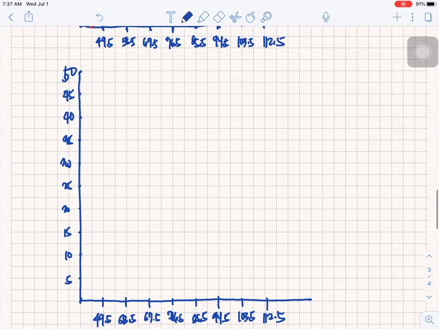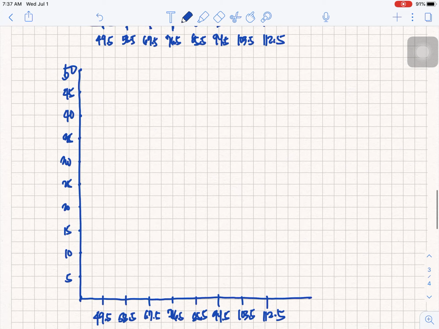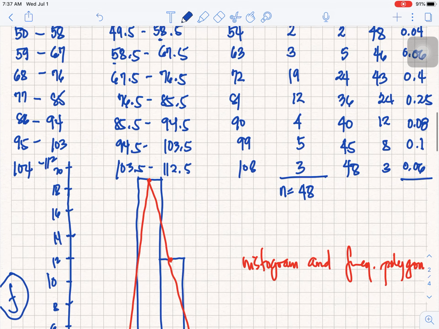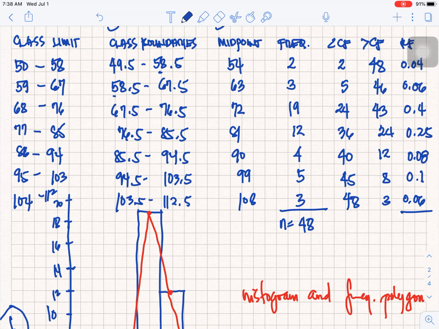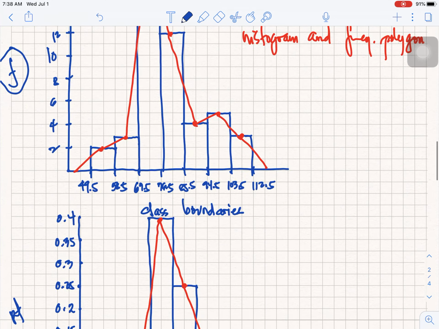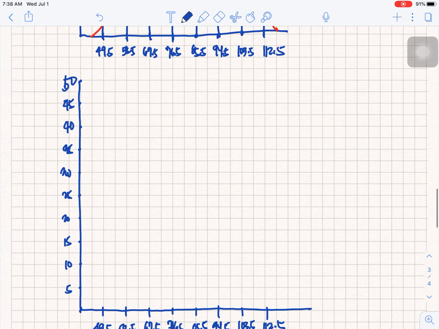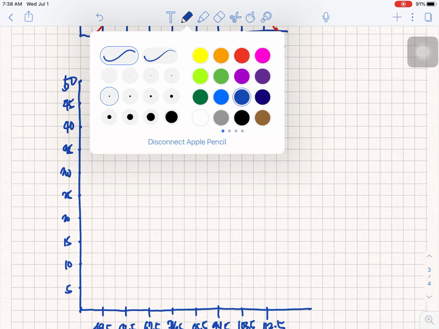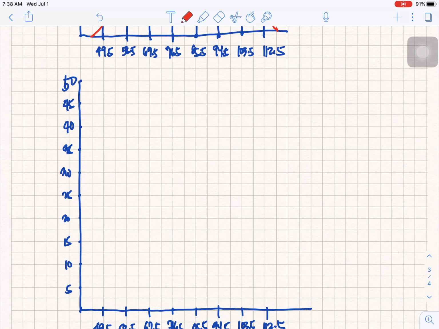Okay, so for the less than cumulative frequency, let us change the color of this. I am going to base my less than cumulative frequency on the upper class boundary. But anyways, you can put it in the midpoint.